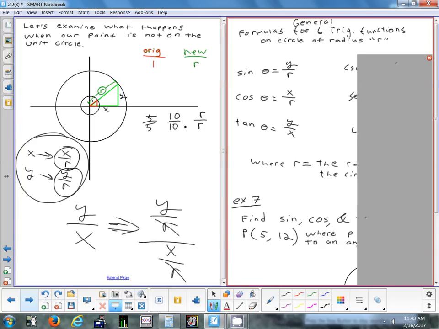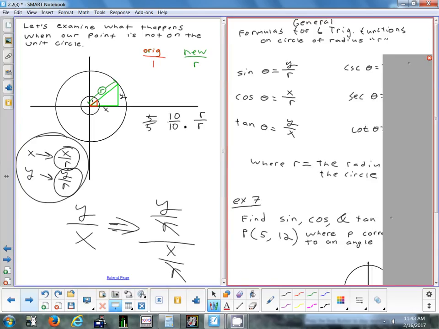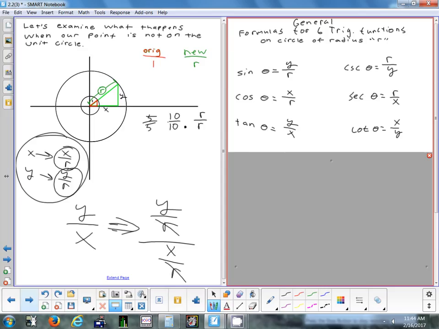Now, if we know the 3 on the left, we can get the 3 on the right exactly the same way we have before. What do you think the cosecant is? Yep. It's r over y. Okay. How about the secant? R over x. And the cotangent? X over y. These are the 6 formulas for doing trigonometry on any circle. Not just a circle of radius 1, but any circle.